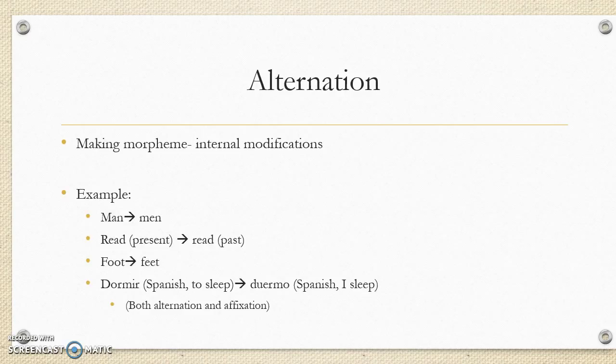Alternation means making a morpheme or an internal modification. So man becomes men, read becomes read, foot, feet. And then in Spanish, for instance, we have dormir, which becomes duermo, and that's an example of both alternation and affixation.